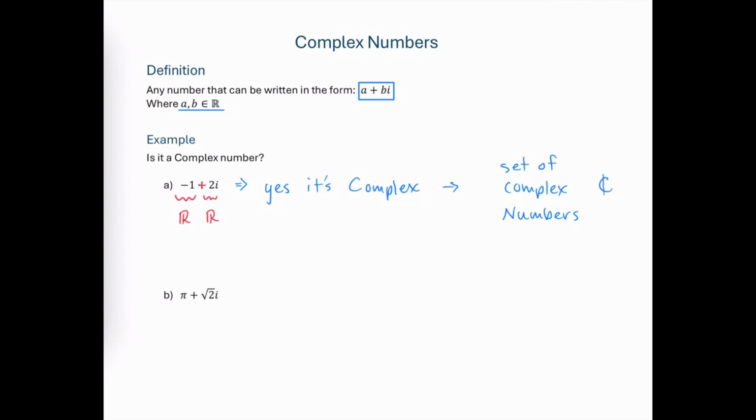To say whether or not part B is a complex number, we'll look at the first term. Let's recall that pi is a real number. It's not rational, but it's real. Rad 2 is also a real number. It's an irrational number, but it is a real number. And so what we have here is a real number plus a real number multiple of i, and therefore, yes, this number is also complex. And this time, let's use the symbol for the set of complex numbers.